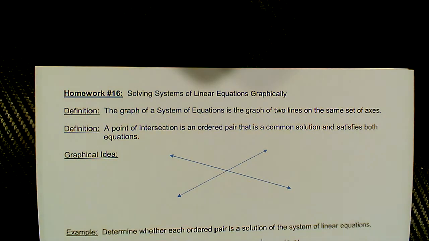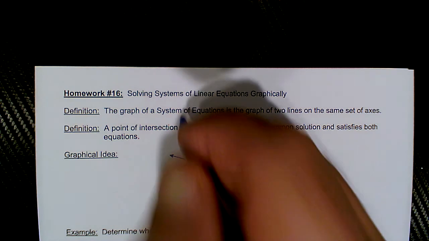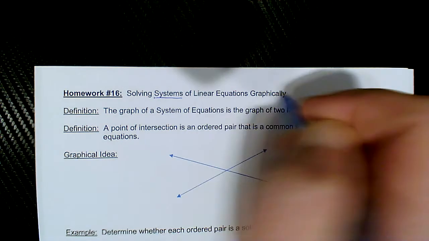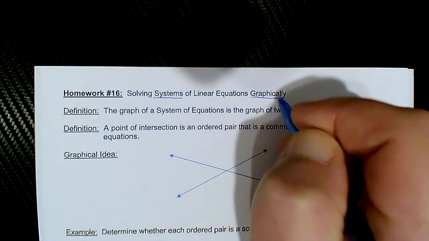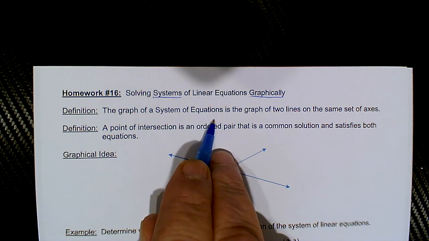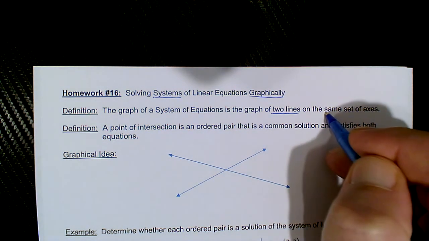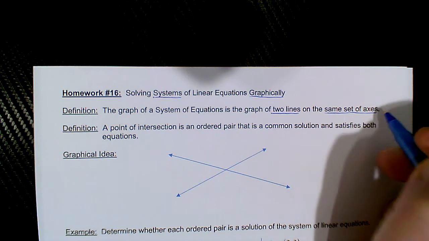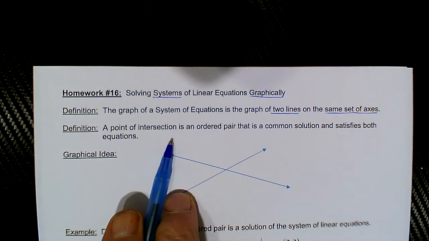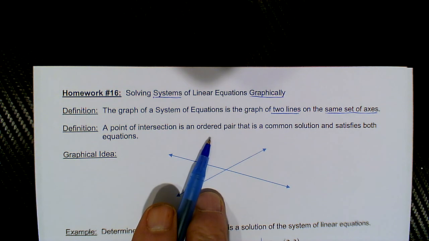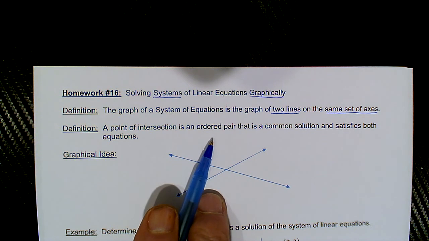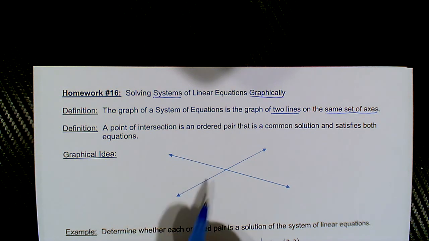Hello everyone, this is homework 16, the last homework for unit test number 3, and here we solve systems of linear equations graphically. So we define a system of equations as basically just two straight lines on the same set of axes. And if we have a point of intersection, it's an ordered pair that's a common solution, and it satisfies both of the equations.